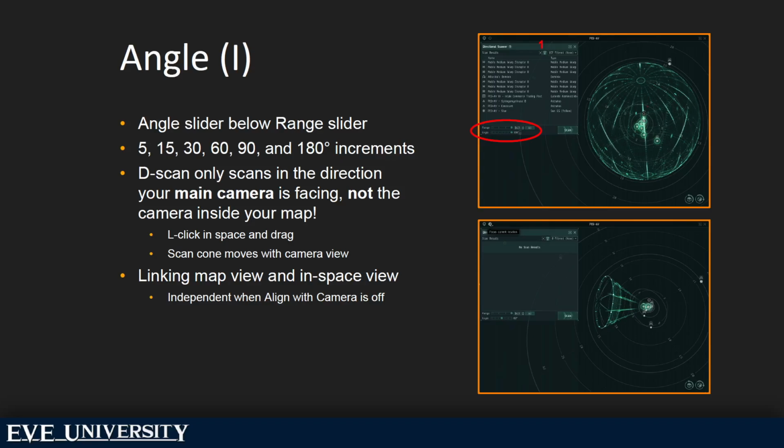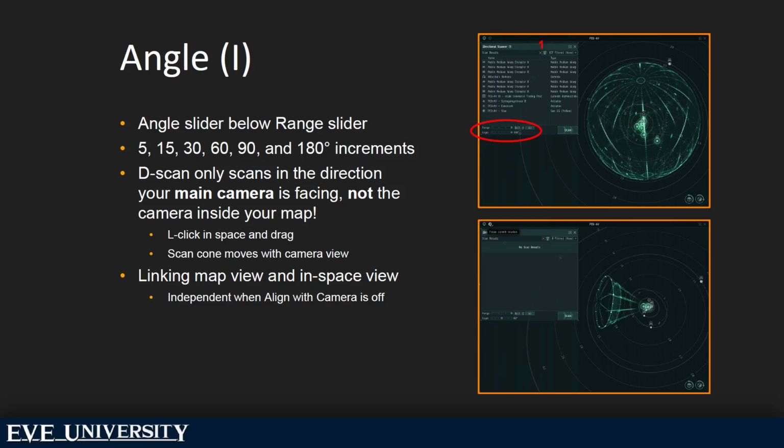Important to know that directional scanner uses the direction of your camera, so it does not use the direction of your ship. And these two can be completely separated. So you can align in one direction and then point your camera in a completely different direction. And directional scanner will use your camera, not the direction of your ship.